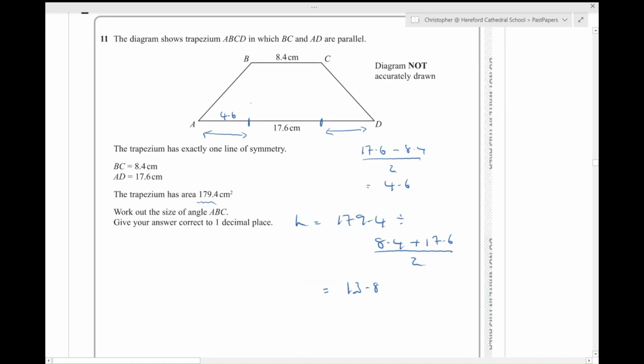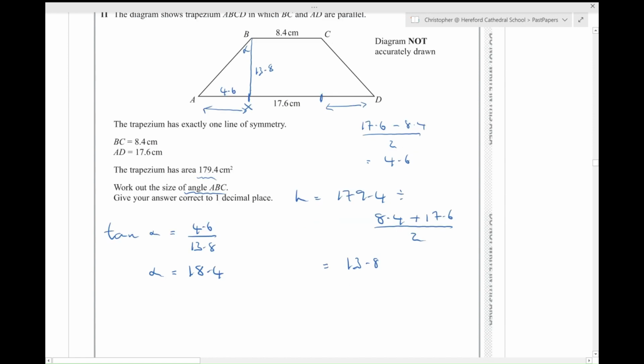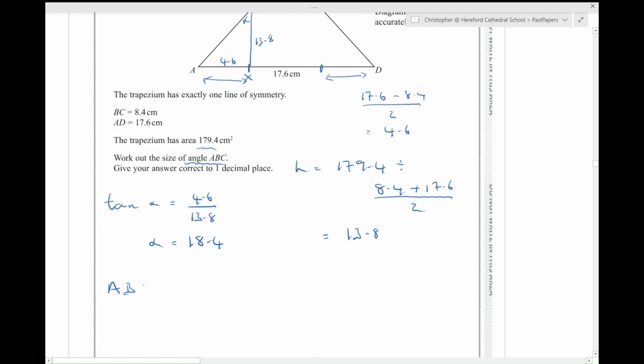We know that that height is 13.8. And now I see I have a right angle triangle A, B, and X, which will enable me to find alpha. So tan alpha is 4.6 over 13.8. So alpha to one decimal place is 18.4. Now, does that answer the question? The size of angle ABC. Well, ABC is alpha plus 90. So it is 108.4 to one decimal place.